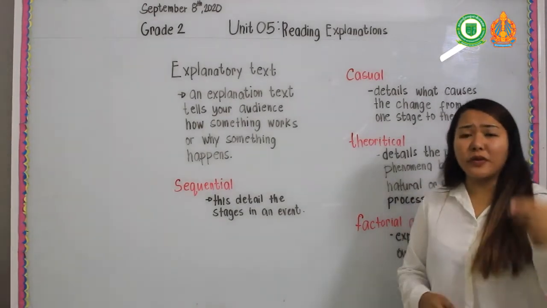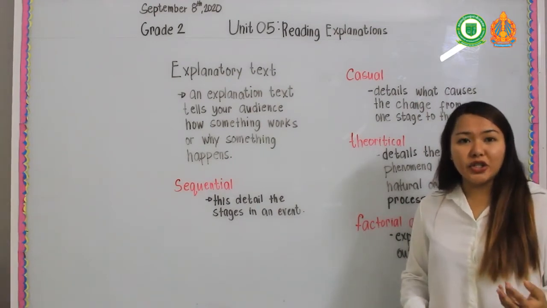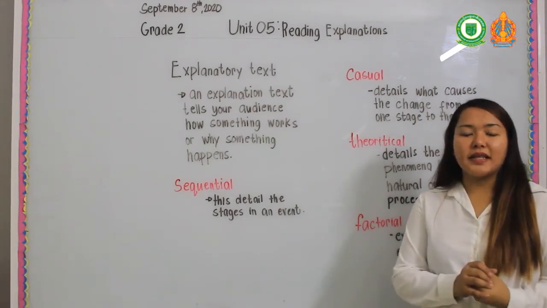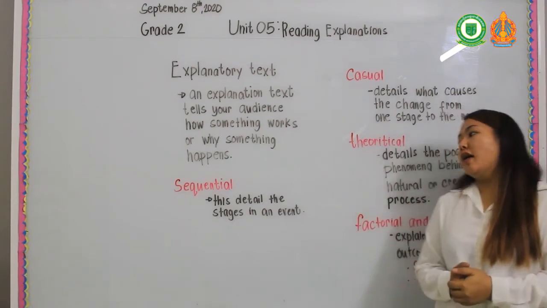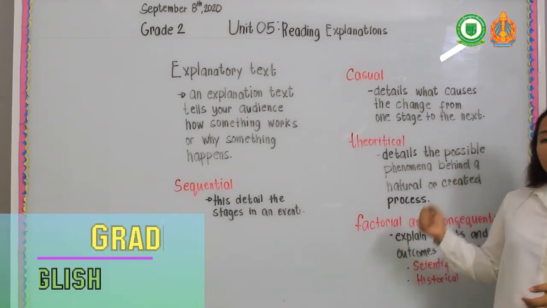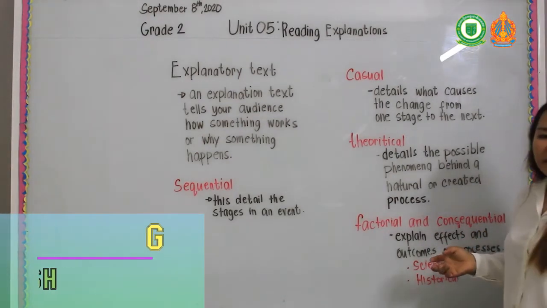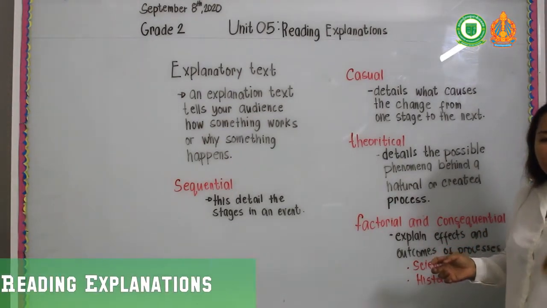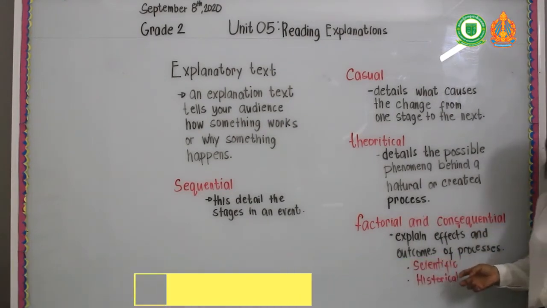For example, one more thing, if you did some research, an experiment, and then you found out something, then you can also include that under factorial and consequential. Because consequential means consequence, like if you did something, what happened because of that thing that you did? And we have two things under factorial and consequential.